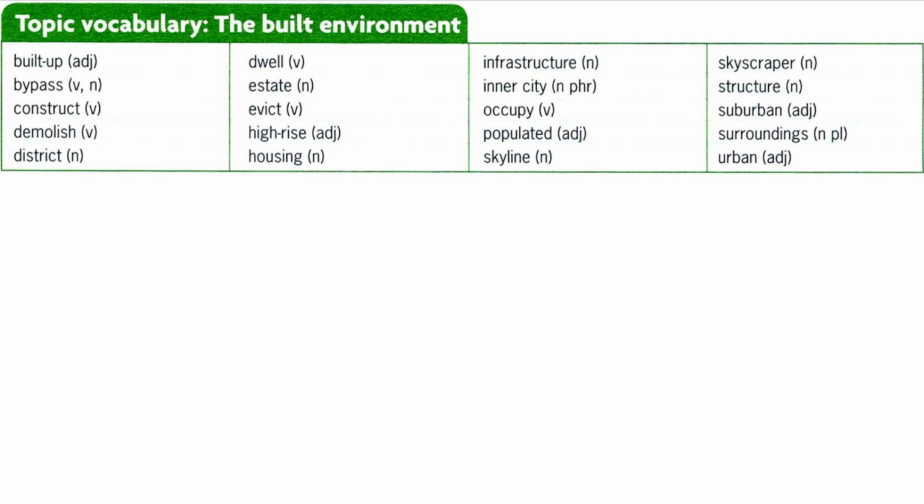Bypass. To avoid the center of a town or city by using a road that goes round it. If we take the other road, we can bypass the town area altogether. Bypass. A road that goes round a town or city so that you can avoid going through its center. I don't think they'll ever finish the new bypass.